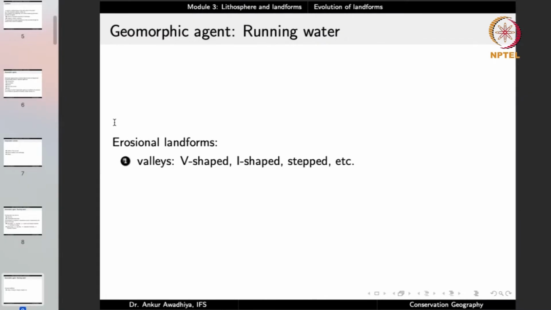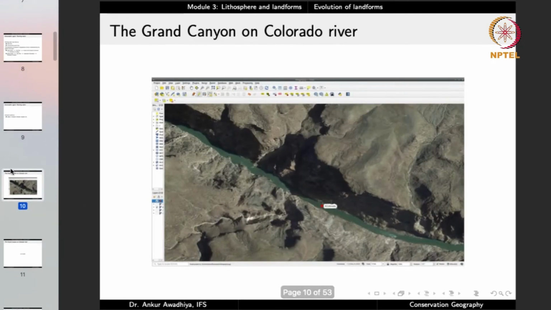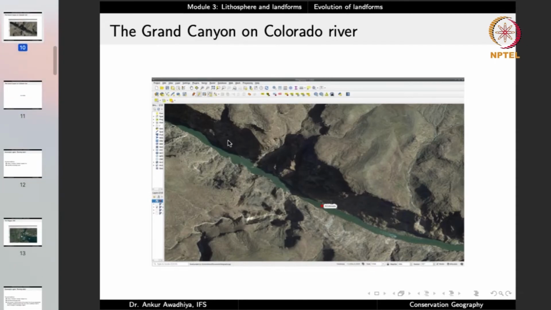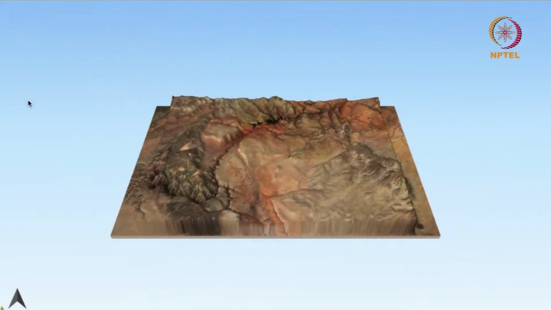Now let us look at the erosional and depositional landforms that are created by running water. The erosional landforms include things like valleys. Now a valley is the V-shaped or I-shaped or stepped structure through which a river or a channel flows. And here we can observe the river Colorado that flows through the Grand Canyon. So how does a valley or a canyon look?